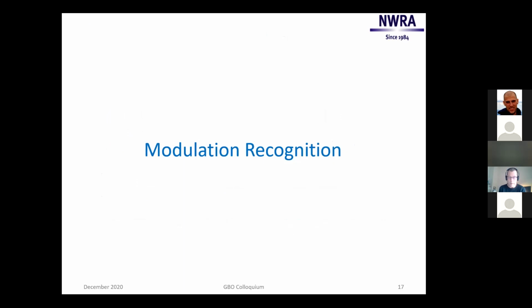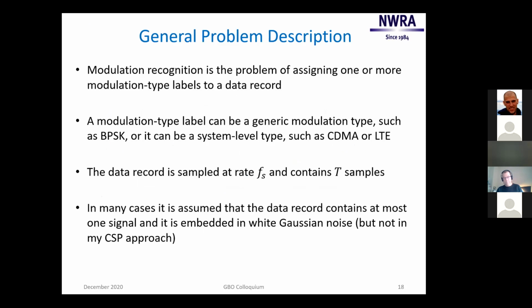Let's talk a little bit more in detail about what modulation recognition is. It's the problem of assigning one or more modulation type labels to a data record. We might want to assign more than one if there's more than one signal present, as there is often in the data records you've given me. And we might want to assign a generic type and a system type. So we may want to say, oh, this is QPSK and it comes from CDMA.